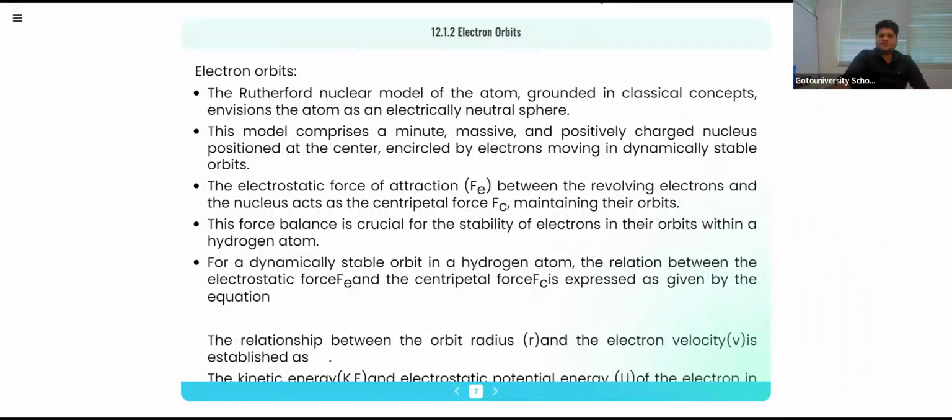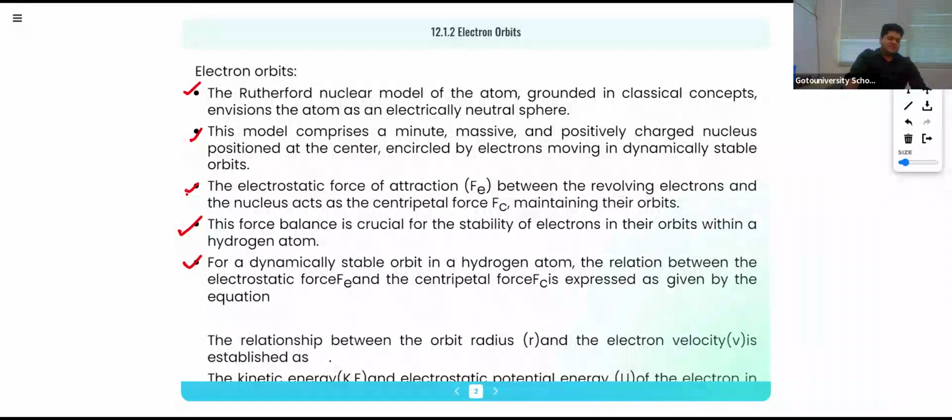Next is electron orbit. The Rutherford nuclear model of the atom, grounded in classical concepts, envisions the atom as an electrically neutral sphere. This model comprises a minute, massive, and positively charged nucleus positioned at the center, encircled by electrons moving in dynamically stable orbits. The electrostatic force of attraction between the revolving electron and the nucleus acts as a centripetal force, maintaining their orbit. This force balance is crucial for the stability of electrons in their orbits within a hydrogen atom.